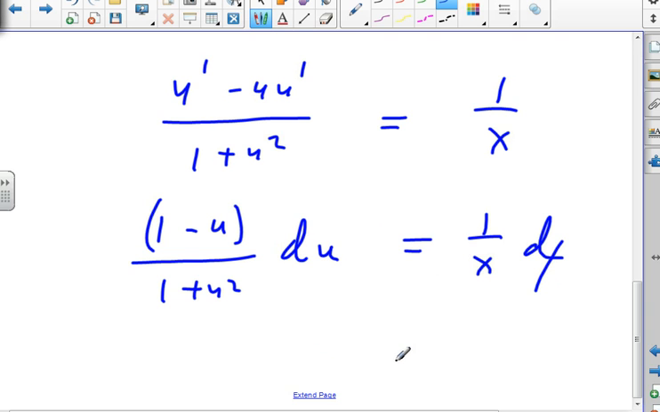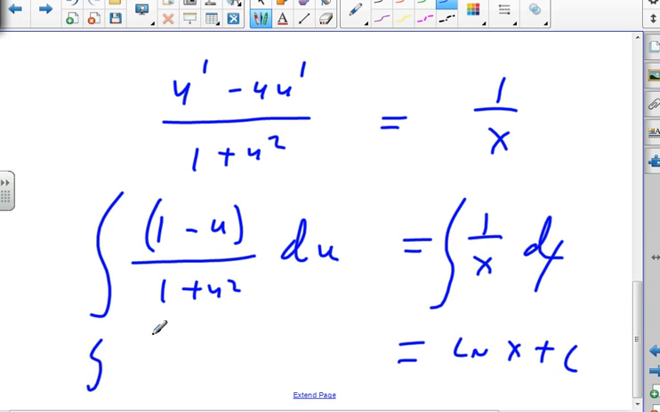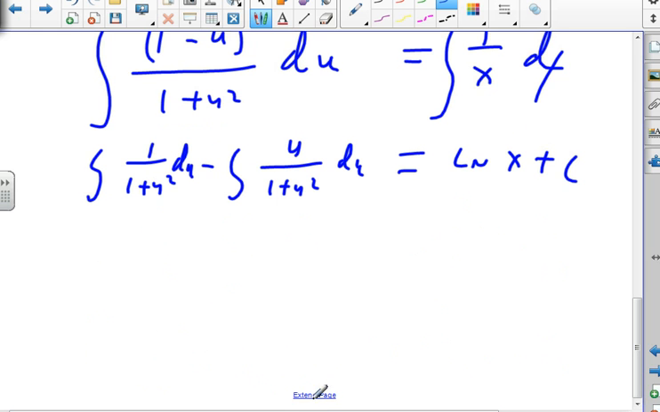Okay, now we're there. Now I can integrate both sides. This side, I get natural log x plus c. Now, what am I doing over here? I've got the integral of 1 over 1 plus u squared du minus the integral of u over 1 plus u squared du. For this one, I'm going to want a 2 here, a 1/2 there.